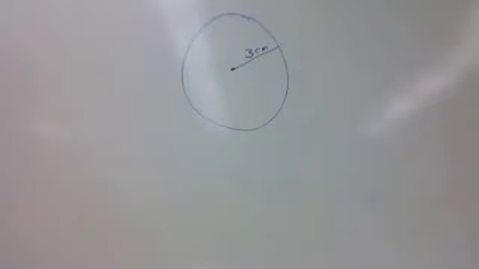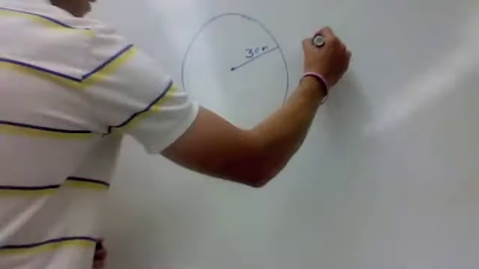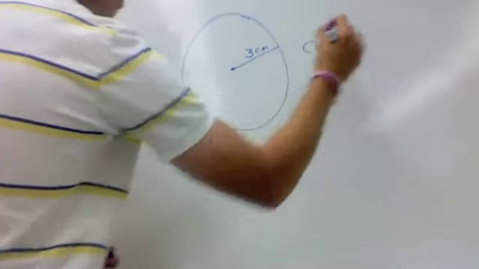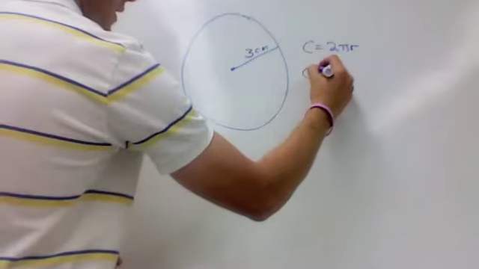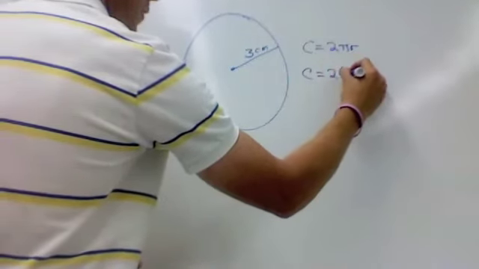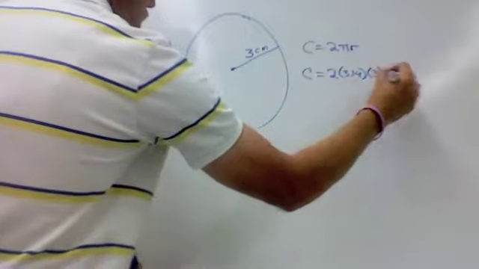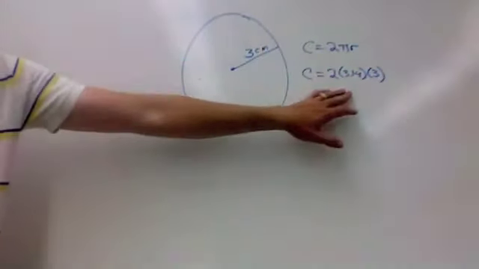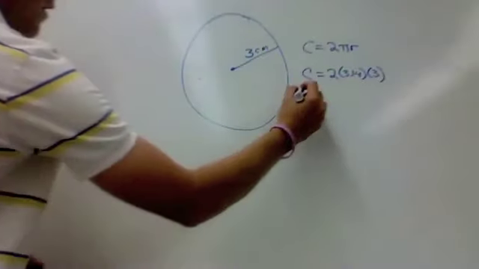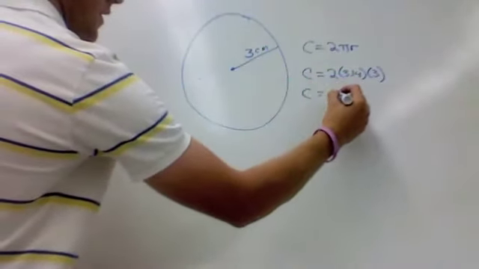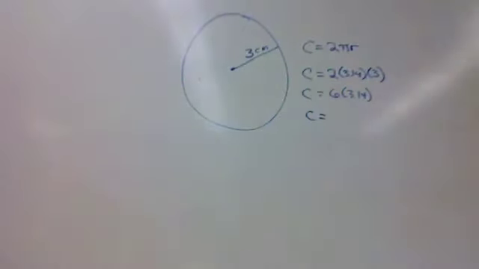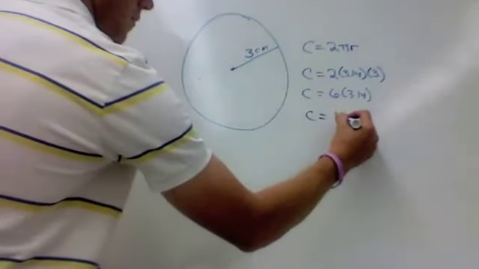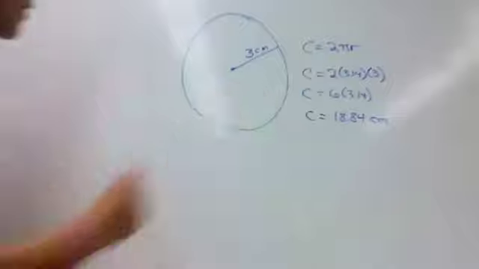So let's try an example to understand how to find the circumference of a circle. Remember that our circumference is equal to 2 pi r, and we will use this equation throughout the entire course of this class. We see our radius is 3, so we'll plug that in. C equals 2, we'll put 3.14 in for pi. So we have 2 times 3.14 times 3. Let's multiply 2 times 3 first, and we get 6 times 3.14. When we multiply that out, we get a final answer of 18.84 centimeters.